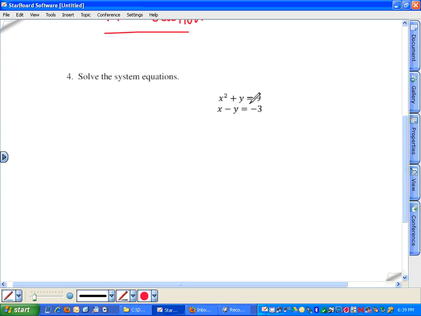This bottom equation is linear, so it graphs a line. So we have a line that is possibly intersecting with a parabola. The method I'm going to use is the substitution method. I'm going to add the y to the other side of this equation here, so it's going to be x is equal to y minus 3.